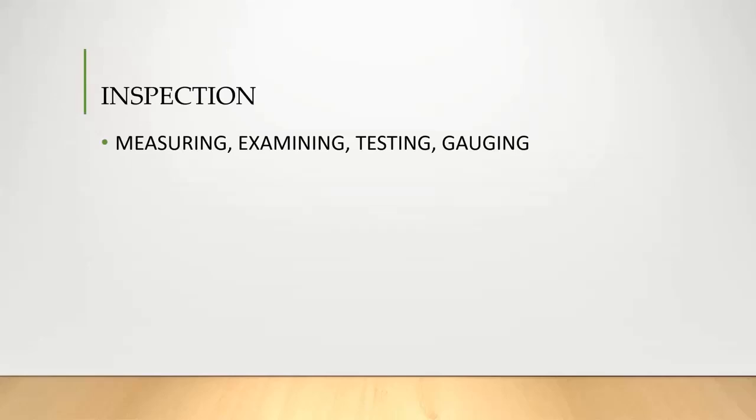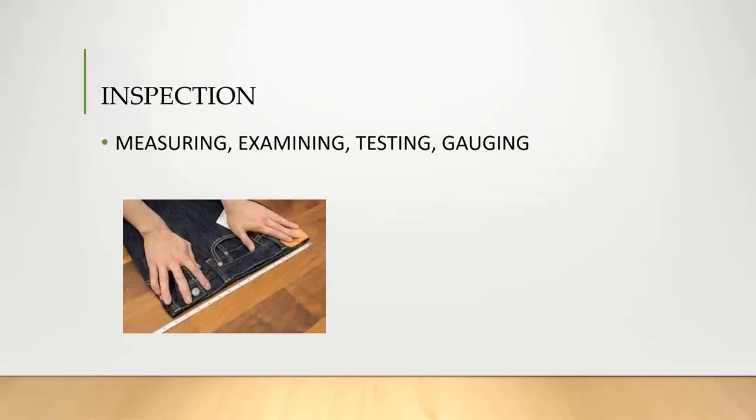Some of these points are objectively evaluated, like measuring. You have to measure by means of tapes or scales. Examining means visual examining. Testing means you have to use some instrument, of course, and gauging means you have to do some judgment in the gauging part. So these 4 parameters are very important while we are doing the inspection procedure.